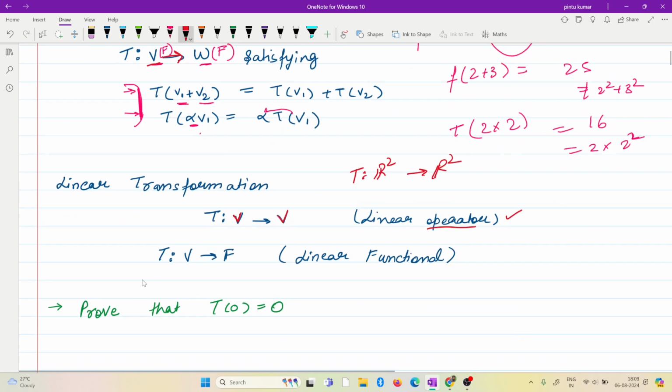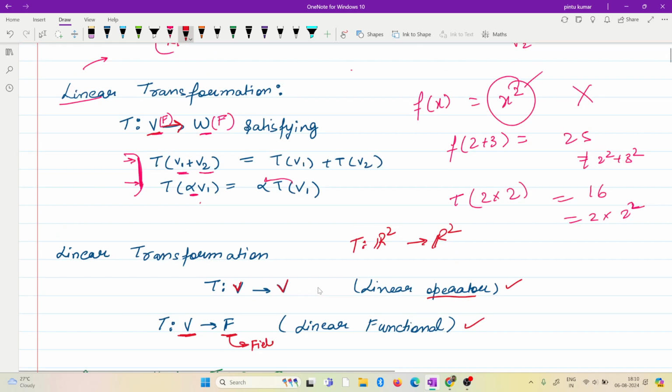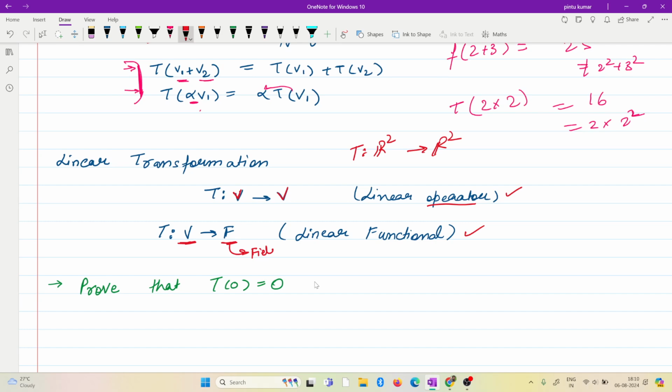If you have a transformation from a vector space to your field, the field over which your vector space is defined, that kind of transformation is called a linear functional. These are just two names that you might come across at some point. Transformation is nothing but another name for function. You can just treat this as a function, so this is a linear function or a linear transformation.